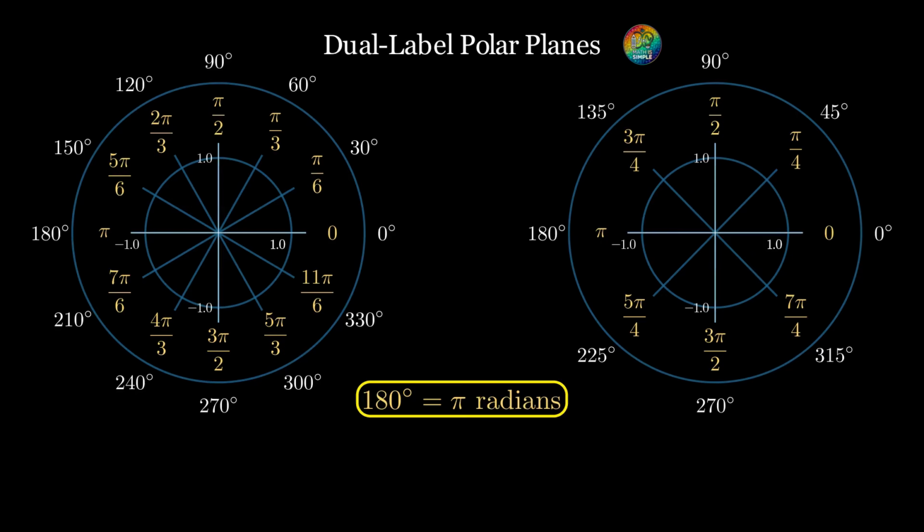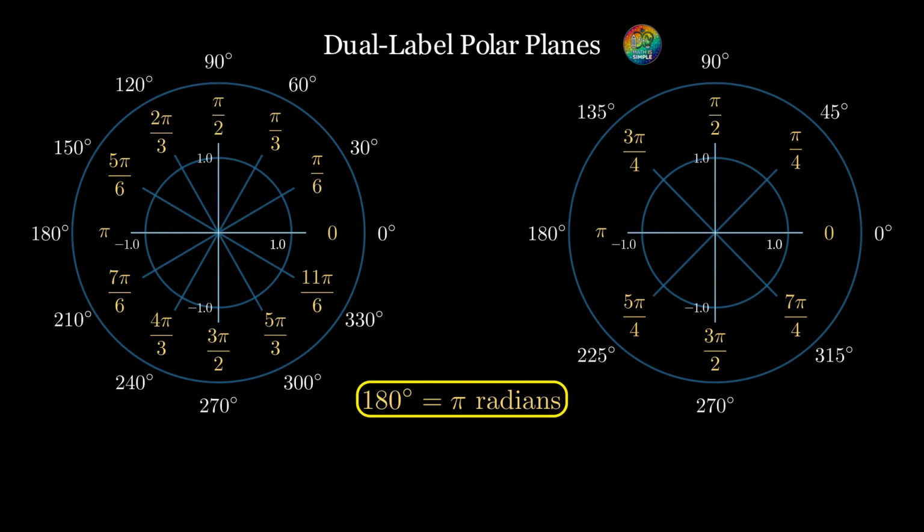Look at the grid lines shooting out from the center. Point straight to the right, and you're at 0 degrees, which is also 0 radians. Look straight up, that's 90 degrees, but you also see it labeled as pi over 2 radians. Spin halfway around the circle to the left. You've hit 180 degrees, perfectly matched with pi radians.